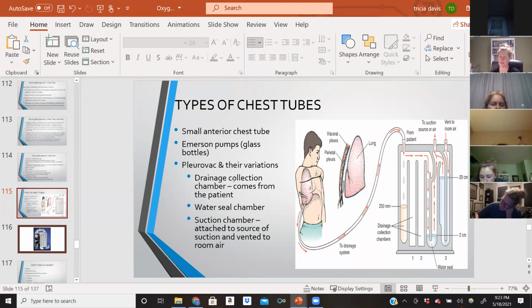Emerson pumps, I've never really seen one of them. Those are glass bottles. I've only ever seen the plastic ones. Pleurovac, they're drainage collection systems. They have a drainage collection chamber. It comes with the patient. There is that water seal chamber. There's also a suction chamber attached to the source of that you can attach to your suction on the wall if the doctor orders it.